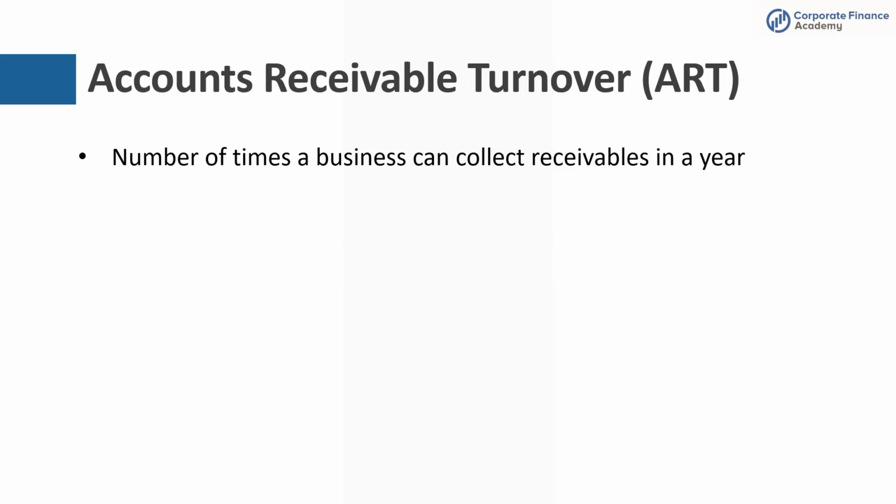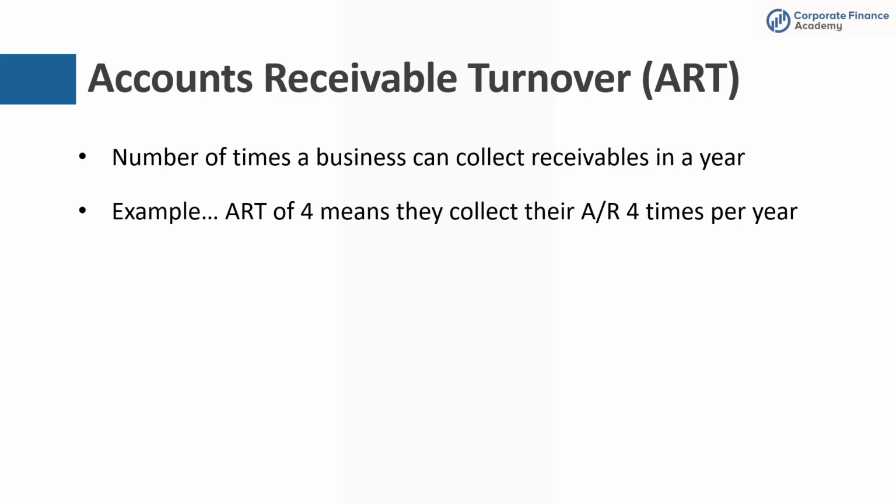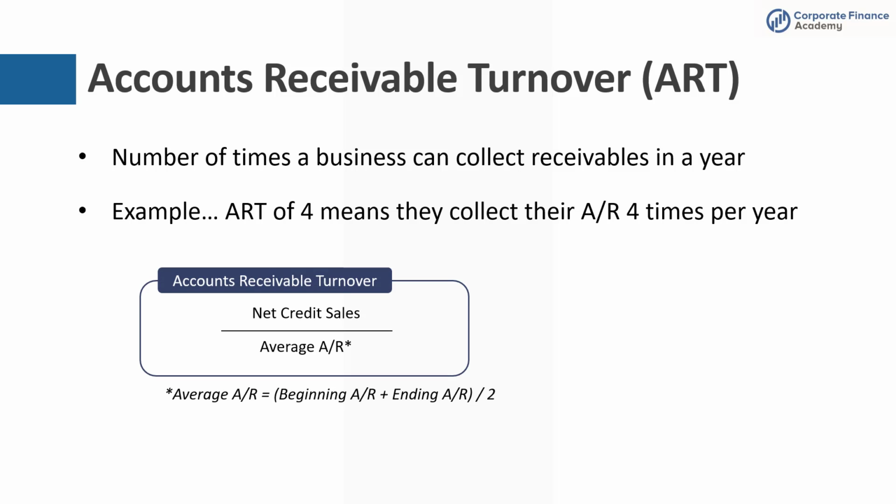So accounts receivable turnover tells you how many times a business can collect its receivables in a year. So this is really a measurement of how efficient a company is in its collection. A really simple example, if you had an accounts receivable turnover of 4, that would mean you collect your average AR 4 times a year. The formula for this is net credit sales divided by your average AR. And your average AR would be the beginning AR plus your ending AR, divided by 2.